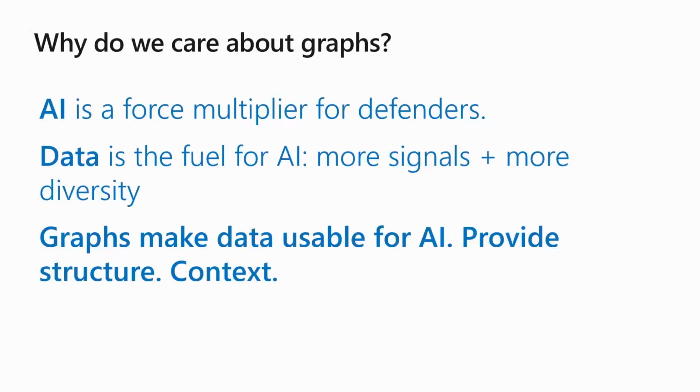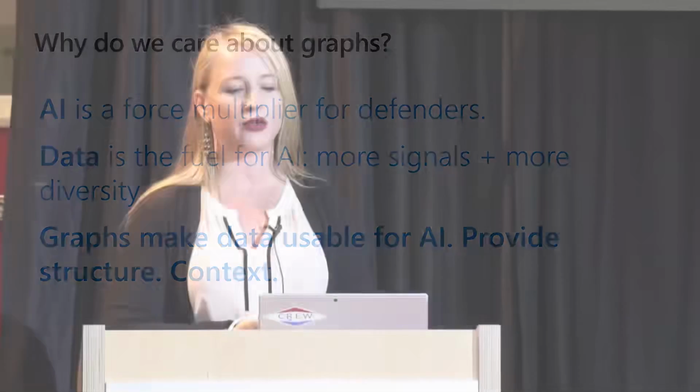So why all of this buzz about graphs? Why are graphs important? Why are we all here? Maybe a diversity of reasons, but a couple of things I wanted to highlight. First is that we all know, it goes without saying, that AI is going to be a force multiplier for defenders. And what is the fuel behind AI? It's data. And we need more data and more diversity of data to really make those machine learning models sing.